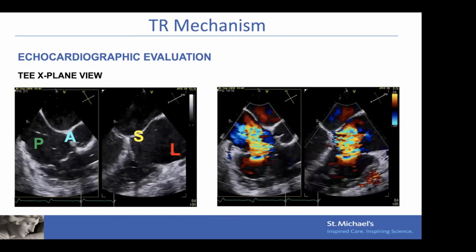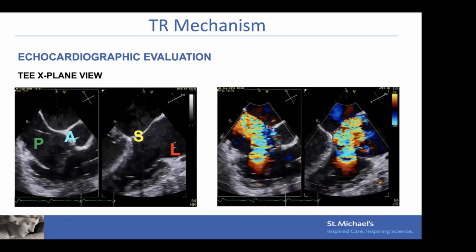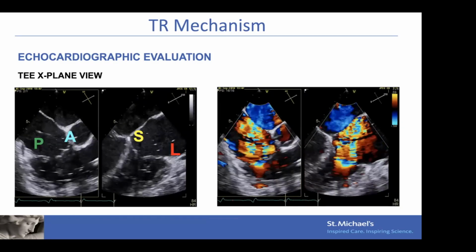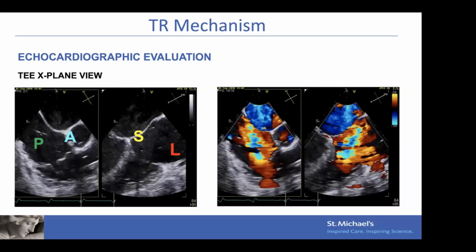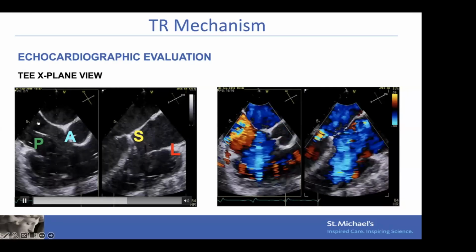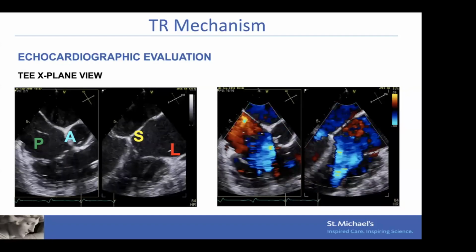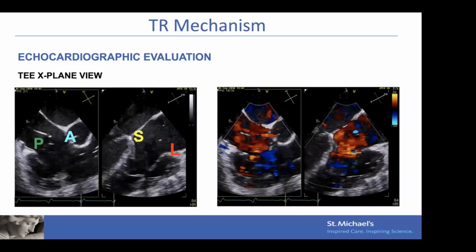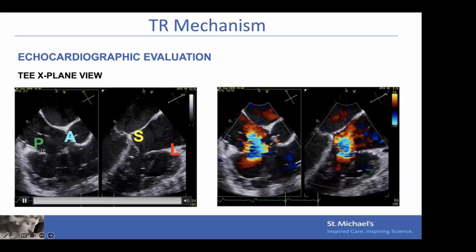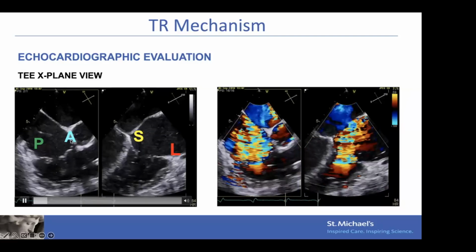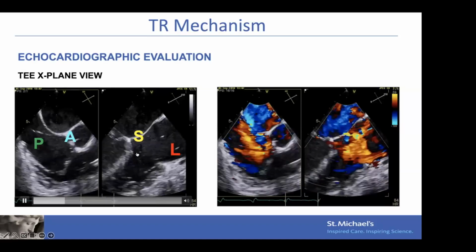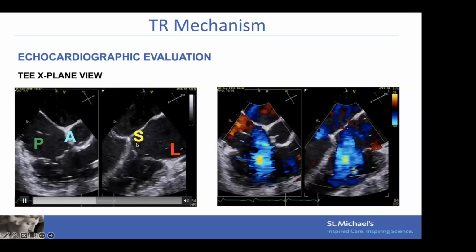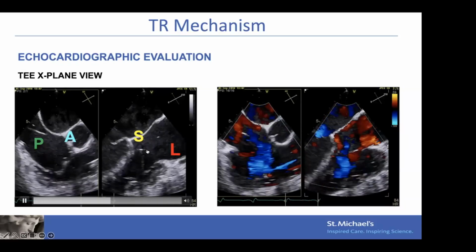Very important when assessing TR is also to look at the mechanism, what is causing the tricuspid regurgitation. A very useful view in that respect is the X-plane view, which gives you 2 orthogonal views, with on the left the commissural view, sometimes also called the RV inflow-outflow view, which is typically obtained in the 60 to 90 degrees configuration. And this gives you the posterior to anterior direction of the valve, anterior being close to the aorta. And then 90 degrees off that, or sometimes a little bit less, depending on the patient, you have the long axis view with the septal to lateral orientation.